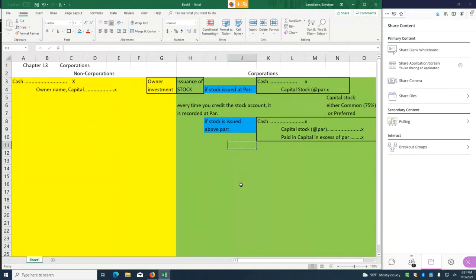Okay, so let's do a couple of examples. So let's say example 1, company issues 1,000 shares at $1 par value for $1,000. So the company is issuing 1,000 shares at $1 a pop, and they're selling them for $1,000. So what you sell them for is your cash. Your stock is how many shares did you sell at par value.